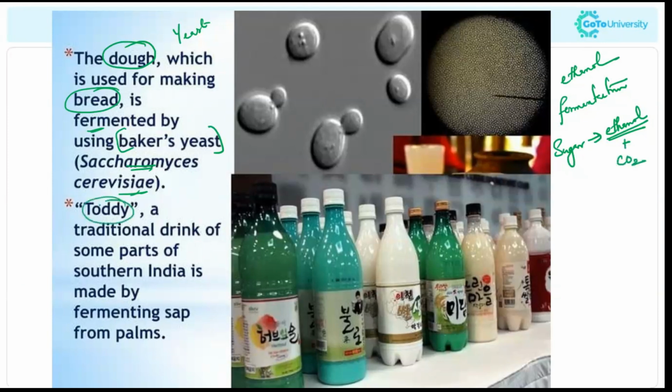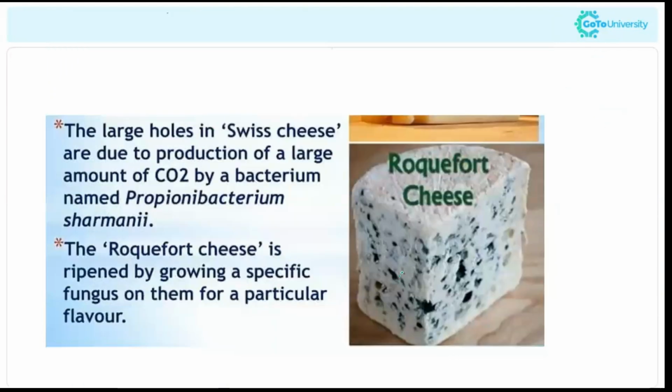Now, another example is toddy. It is a kind of alcoholic beverage, a traditional drink of some parts of southern India made by fermenting sap from palms. Then another example is the large holes in the Swiss cheese, which are produced by a large amount of carbon dioxide by a bacterium named Propionibacterium shermanii. So, actually, cheese is also a product of fermentation.